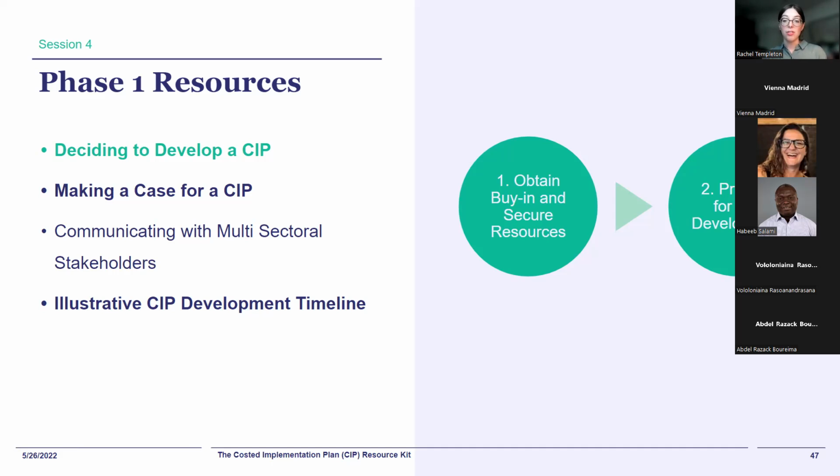This phase also has resources to make a case for CIPs and communicate their role and value to stakeholders both within the health sector and other sectors, as well as an illustrative work plan for the CIP development process. If you want to go to the next slide.